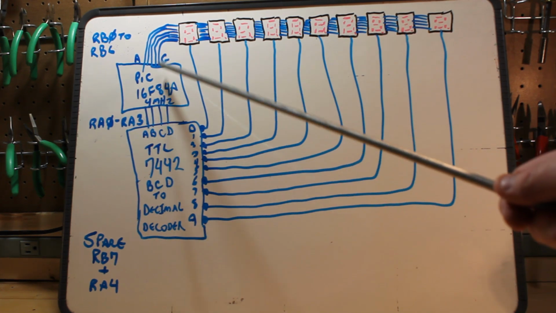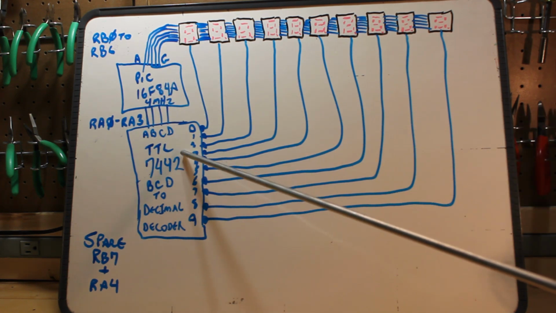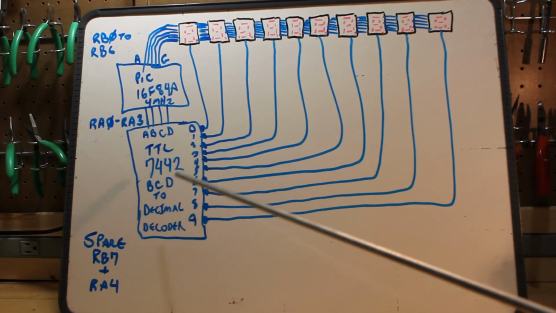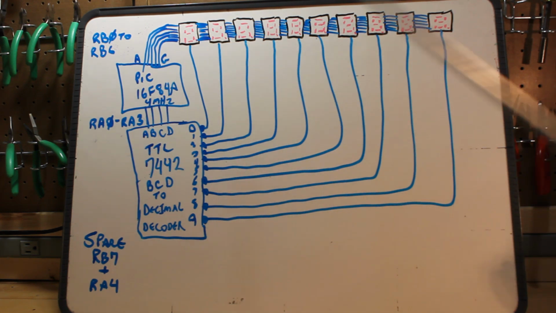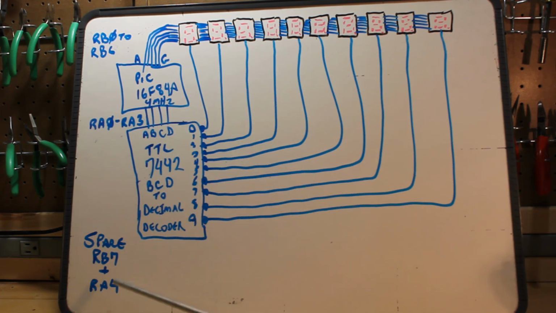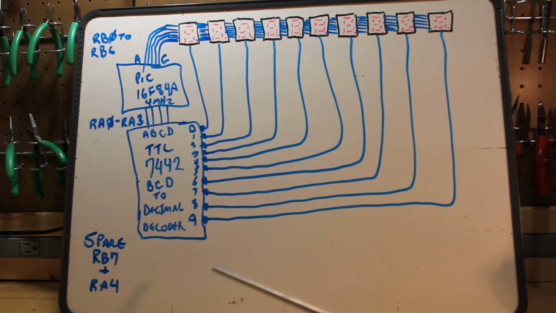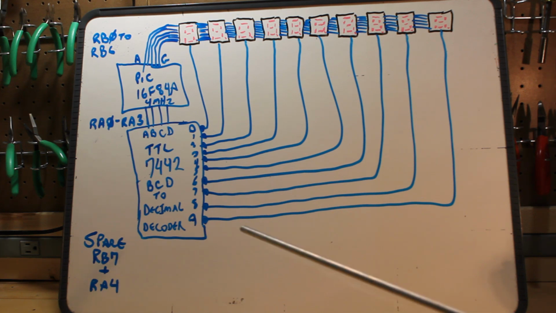Here we have the PIC controlling each segment, and down here is the TTL BCD to decimal decoder that I'm using, which allows me to strobe between all 10 digits. And just by utilizing this chip, I was able to free up two spare ports on the PIC. In that way, you can add to the program, like manual switching between messages, speeding up, slowing down, things like that.